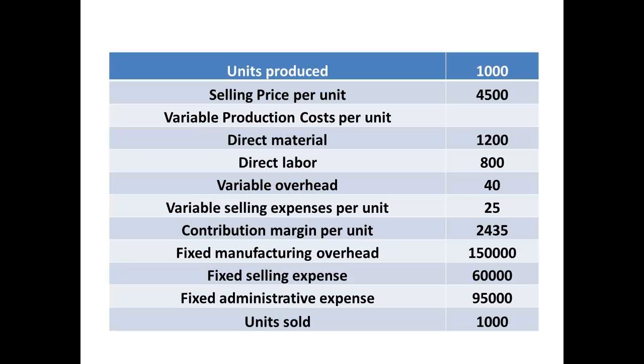We started with 1,000 units being produced and 1,000 units being sold. We had figures for sales, for direct material, direct labour, variable overhead and variable selling costs. We also had figures for fixed manufacturing overhead, fixed selling expenses and fixed administrative cost.